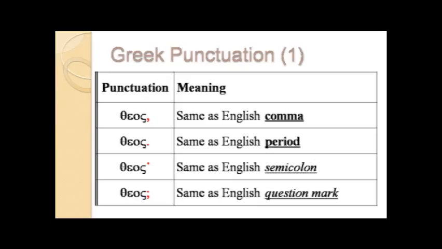And then there is what looks like a semicolon, but it is actually functioning as a question mark. So the first 2 are pretty straightforward. Comma is comma, period's a period. However, raised dot means semicolon, and semicolon means question mark. It's weird, but that's just the way it is. It's the way it turned out. And after a while, you get used to it.